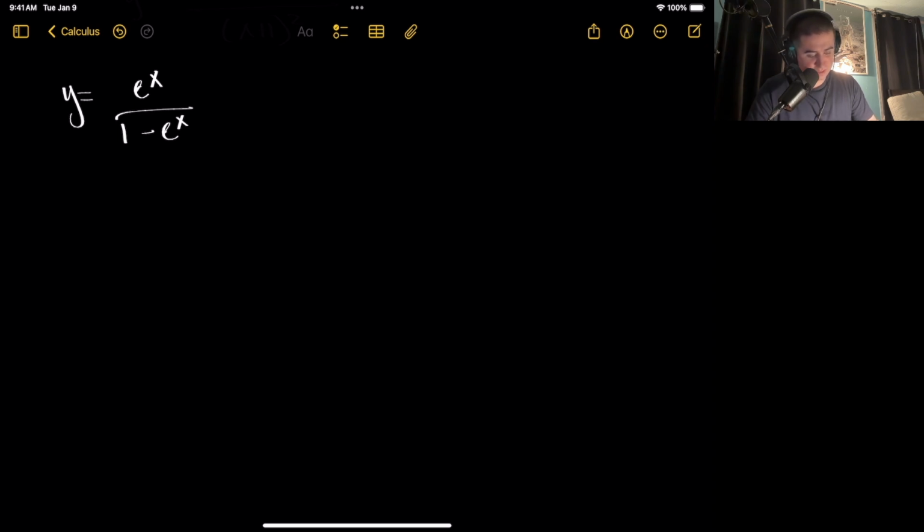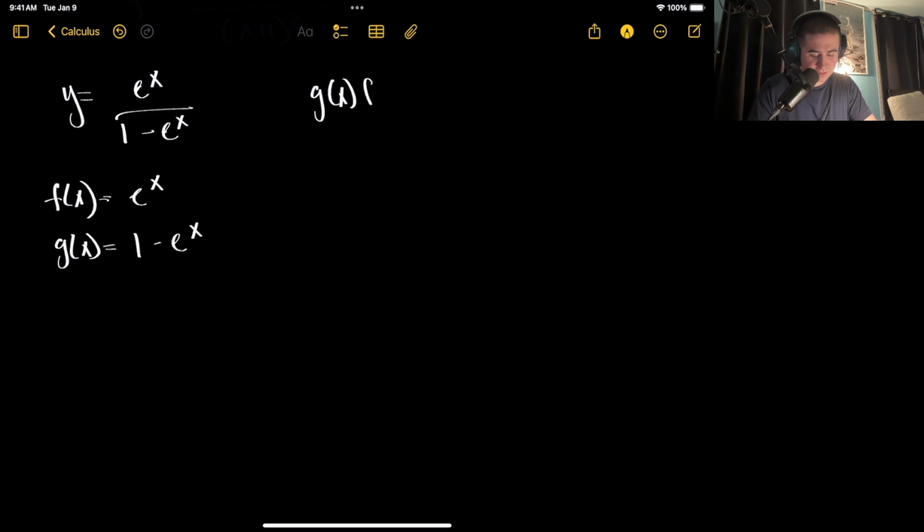We have two functions being divided, so our f of x is going to equal e to the power of x, and our g of x is going to be 1 minus e to the power of x. Now, just for you to memorize, we don't have to always rewrite this, but just for us to remember the quotient rule, we'll just rewrite it again.